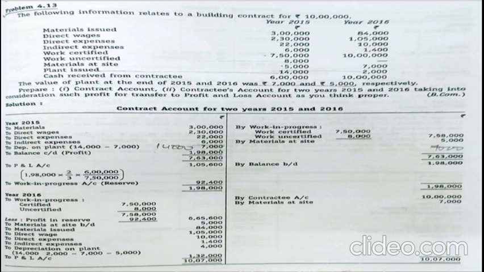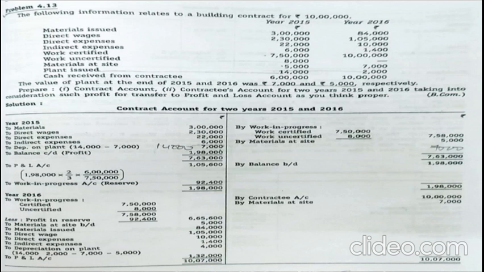Material at site is sometimes given in the problem with a bracket such as 31st December, or sometimes they just mention it as material at site. When material at site is given, it is the remaining material, after usage, which is kept at the site without use. That will be on your credit side. Only the inputs used for the contract will be considered on your debit side.